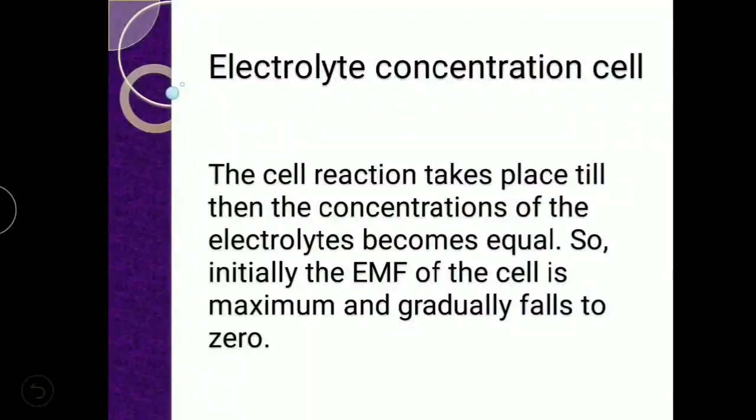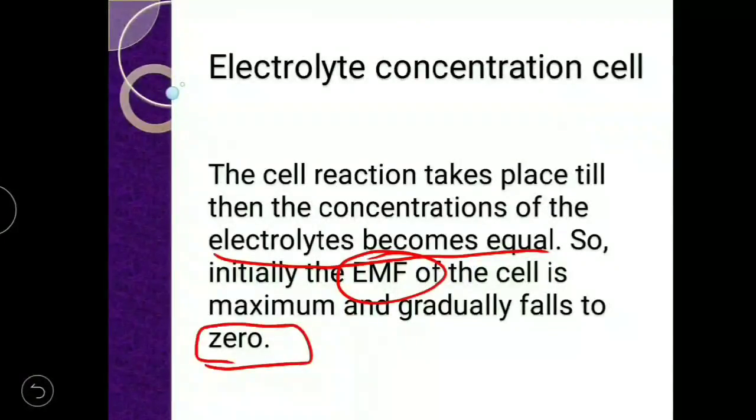This kind of diffusion takes place till the concentrations of the two electrolytes become equal. So initially the EMF of the cell is maximum, and when the concentrations of the two electrolytes are equal, the EMF falls down to 0.